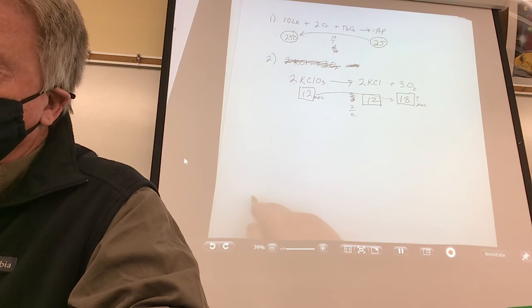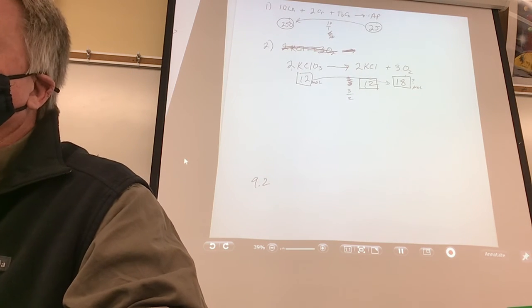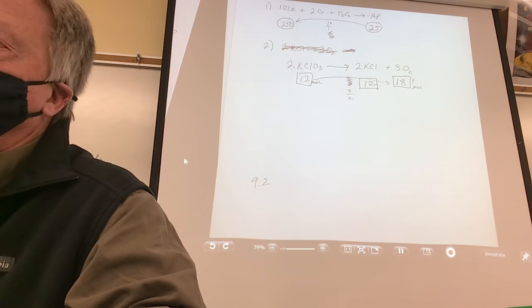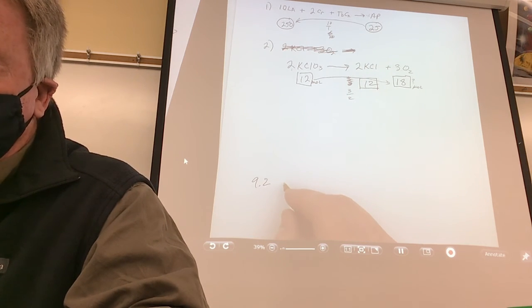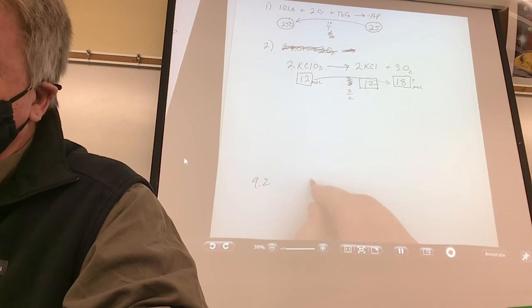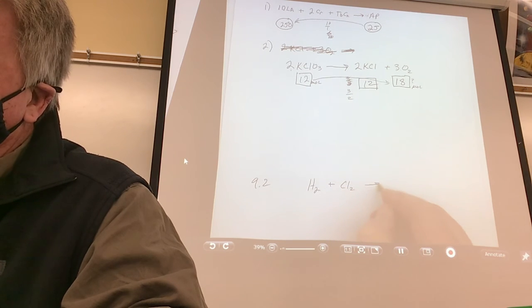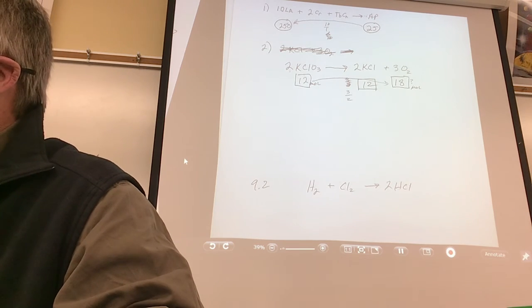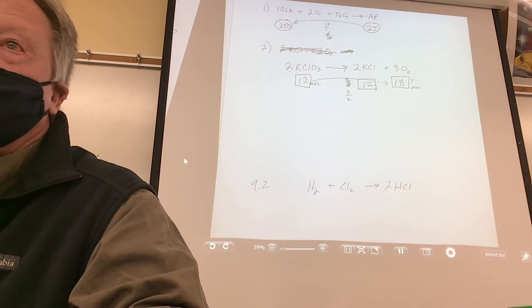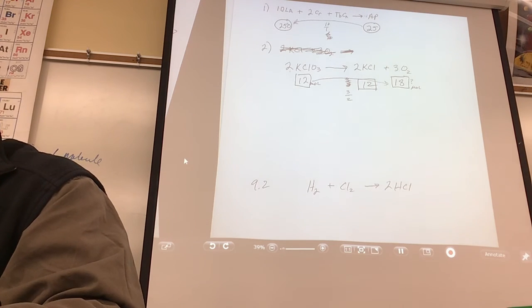Let's go back to section 9.2 now. Let's do the first one of those, and then that'll be a great start. You'll have the rest of the period to work on this. All right. Calculate the number of moles of hydrogen chloride produced from 10 moles of hydrogen. Okay, here we go. Pretty nice. This person's giving me the balanced equation, isn't it? Man, that's nice.